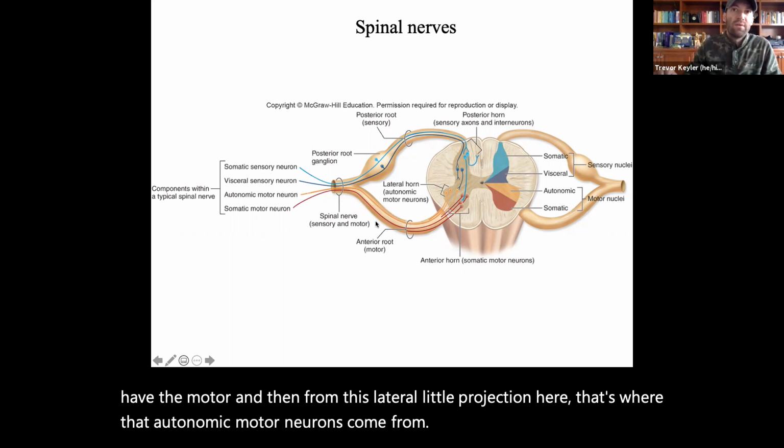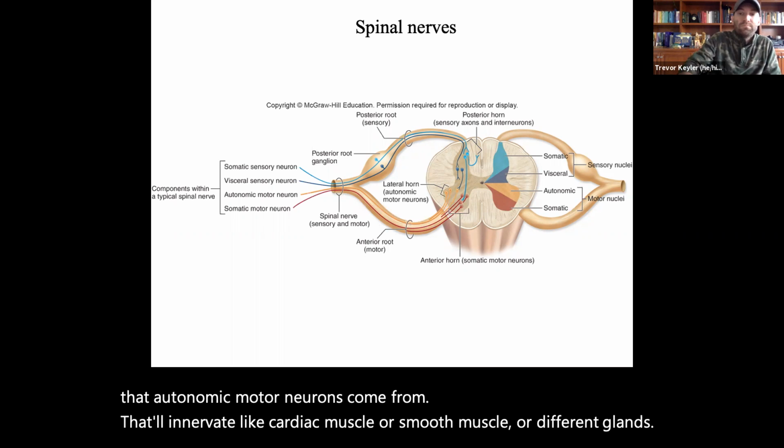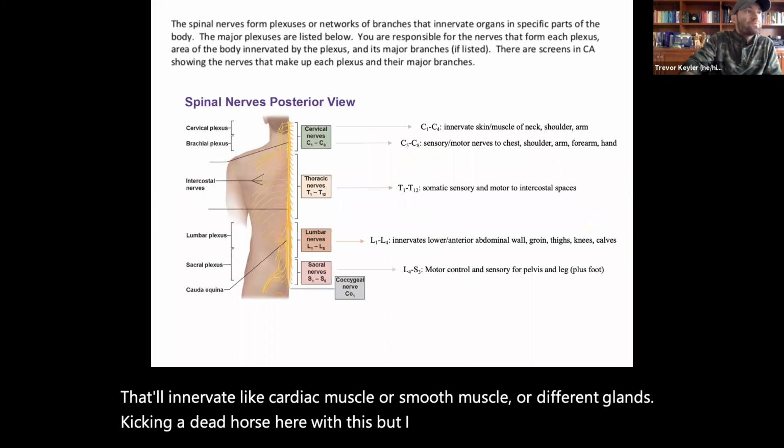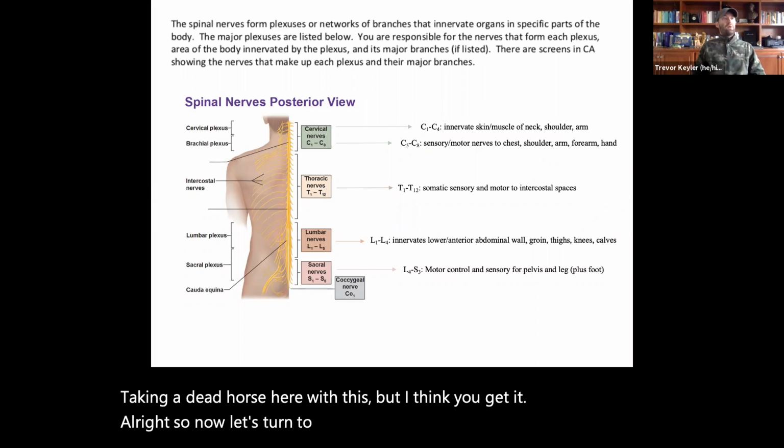That'll innervate cardiac muscle or smooth muscle or different glands. Okay, kicking a dead horse here with this, but I think you'll get it. All right, so now let's turn to those spinal nerves.